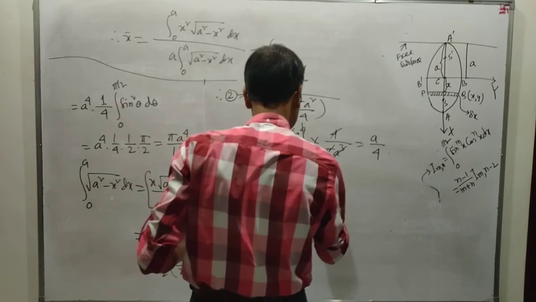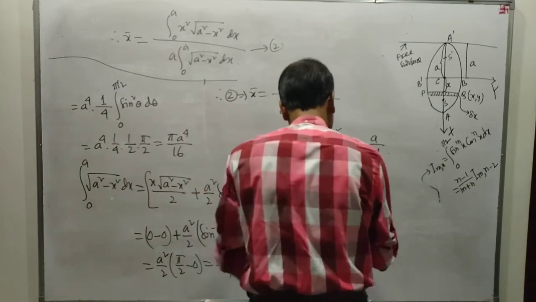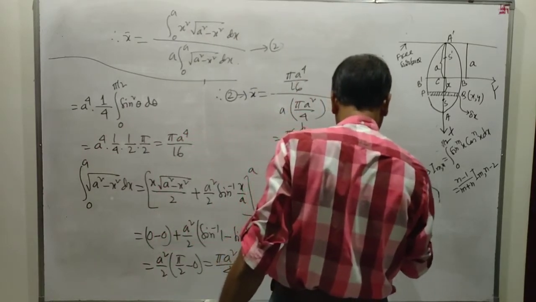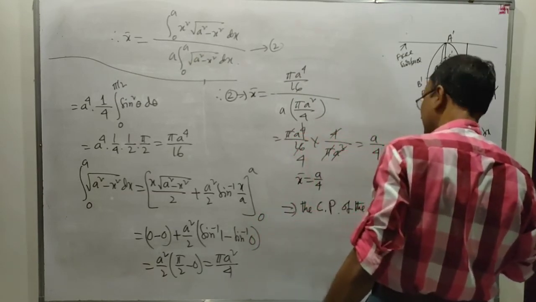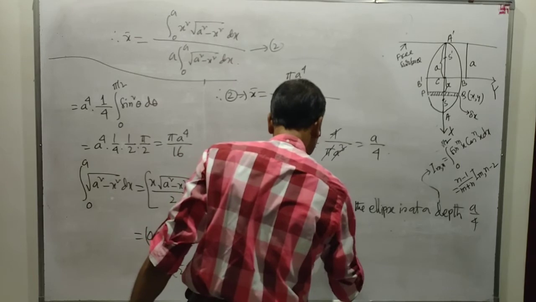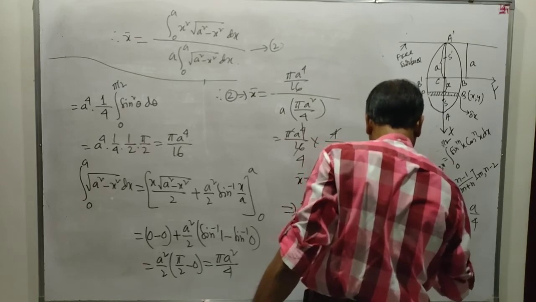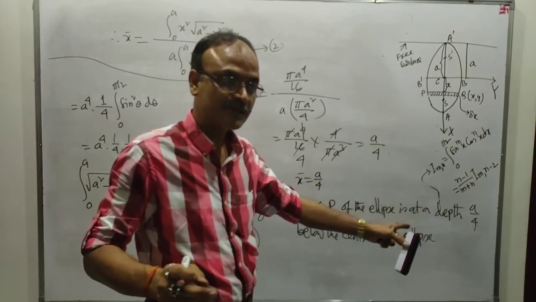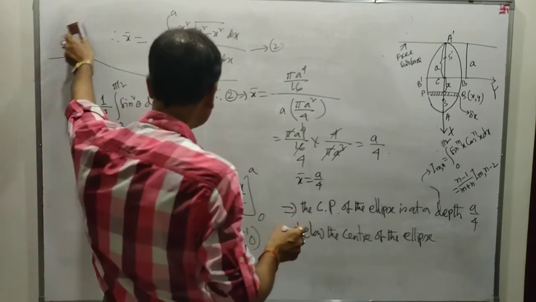What does it mean? x bar equal to a by 4. This means that the center of pressure, Cp, means center of pressure, of the ellipse is at a depth a by 2 below the center of the ellipse. Also, it is given that the center of pressure coincides with the lower focus of the ellipse.